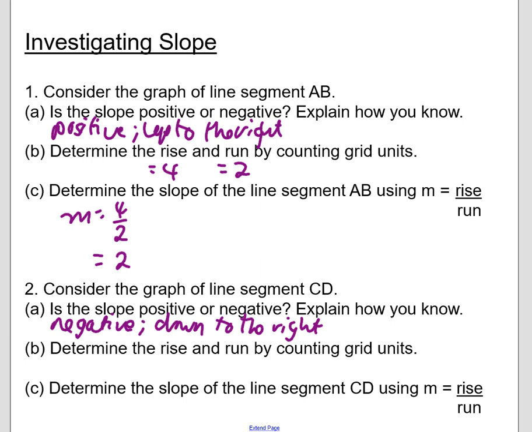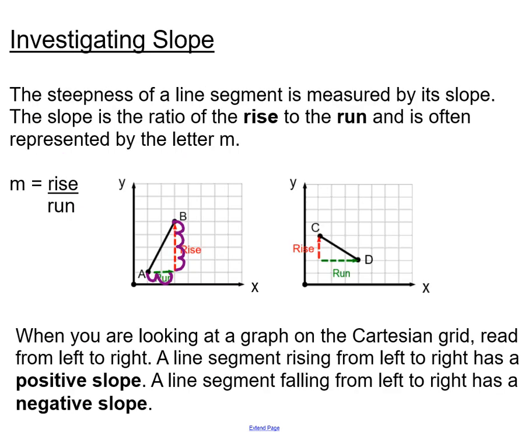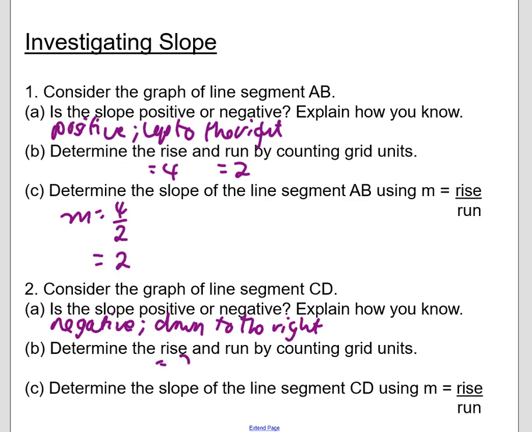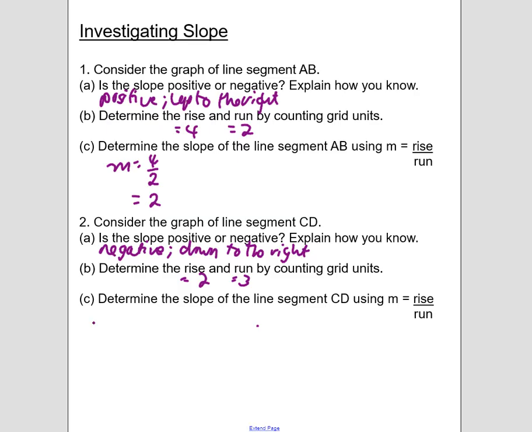And then it asks us to find the rise and the run. So again, we'll come back here. The rise is 2 and the run is 3. So we'll use that formula for slope, rise over run. The only thing we have to do here, be really careful, because we said that the slope is negative, we have to put a negative sign in front because it's going down. So don't forget that for negative lines.